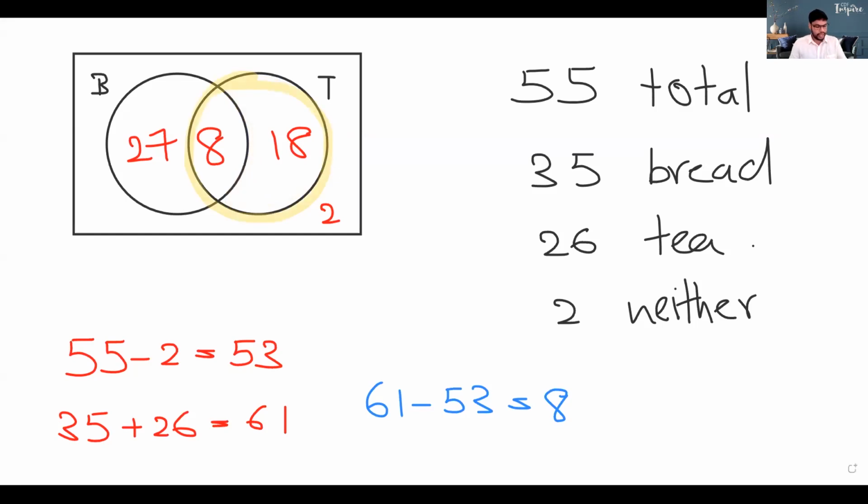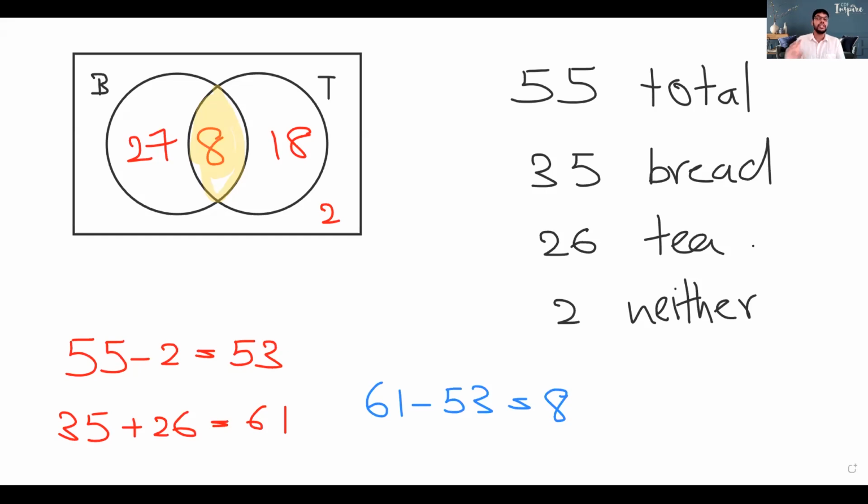I hope that's clear. Okay, so children, now if 35 ate bread and 26 drank tea, that is clearly above 55 people, right? So what you have to do is try and figure out how many people ate bread and drank tea. In other words, how many did both, right? If you figure out how many did both, then you can easily solve the question, right? So first thing, like Sandali did, you have to write 2 on the outside. That's the quickest thing you can do, because you know that 2 people didn't eat bread, didn't have tea, right? So that has to go on the outside.